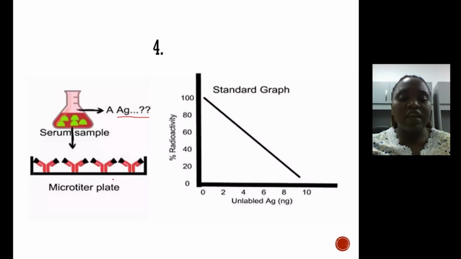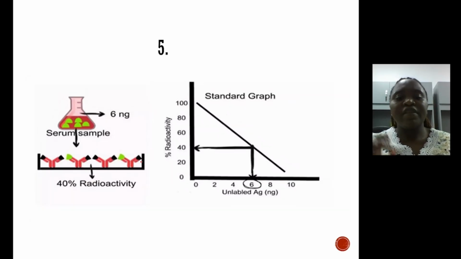You start again like we did before, with your microtiter plate coated with your antibodies and having the radio-labeled antigens bound to the antibodies. You add your sample, and depending on the concentration of your antigen, you're going to have different replacements of the radio-labeled antigen. Then you measure radioactivity, and in this case, we are able to get about 40% radioactivity.